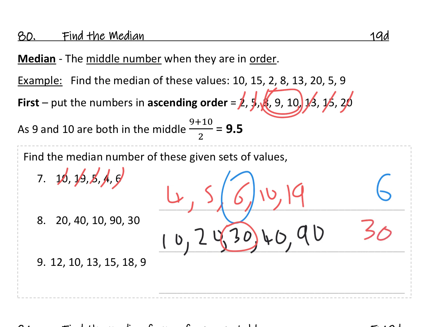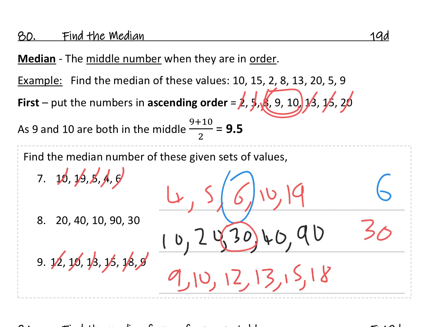Okay, on the last one, we've got 9, 10, 12. I'm going to cross them off this time. 9, 10, 12, 13, 15, 18.